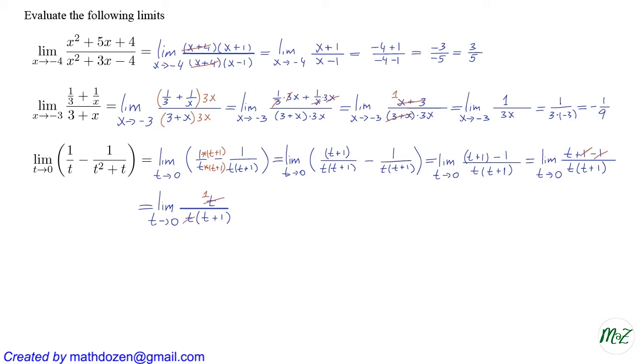And now we see that we can easily cancel t in the numerator and denominator, so that we're left with the limit as t approaches 0 of 1 over t plus 1. So this expression finally doesn't have any division by 0 problem. So if you plug in t equals 0, you safely get 1. And that's the value of this limit.